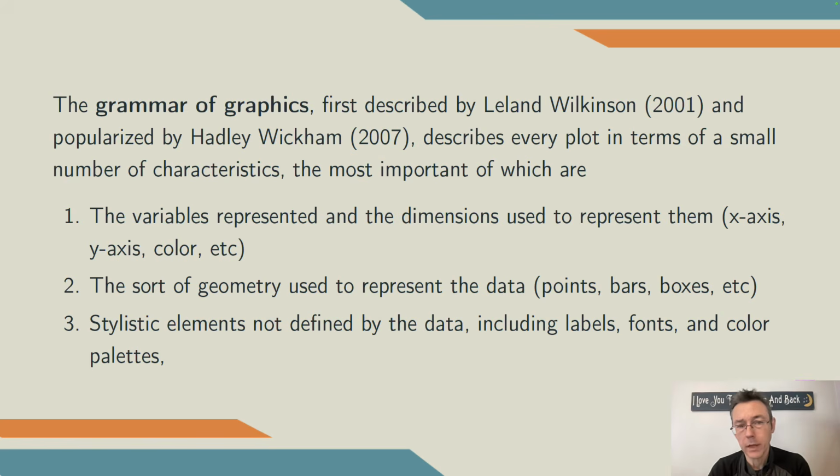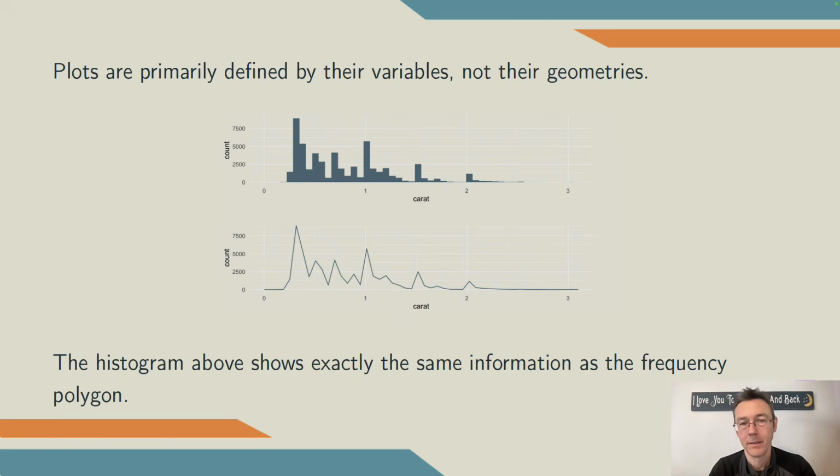The exact sort of plot that we're making, the sort of geometry that we're using to represent the data, is actually a secondary feature here and should be specified after the variables and the dimensions used to represent them. Finally, stylistic elements can be specified separately. These are design considerations that aren't defined by the data directly and so can be considered separately. Here we're talking about things like axis labels, fonts, color palettes, etc.